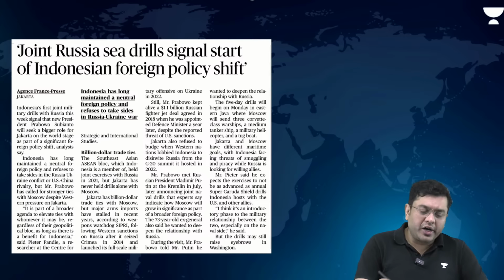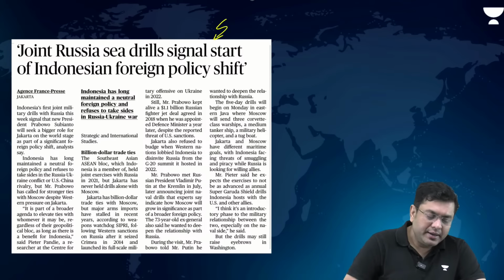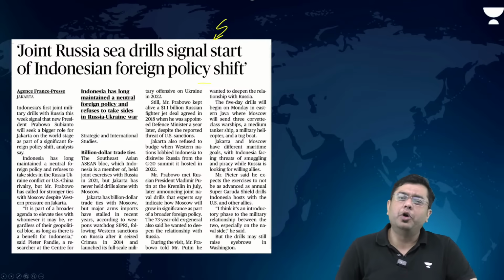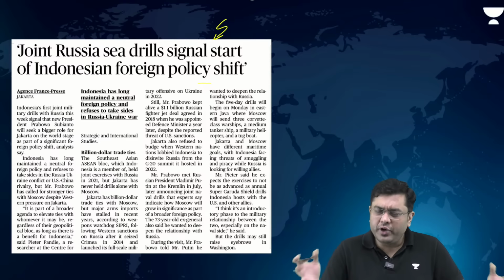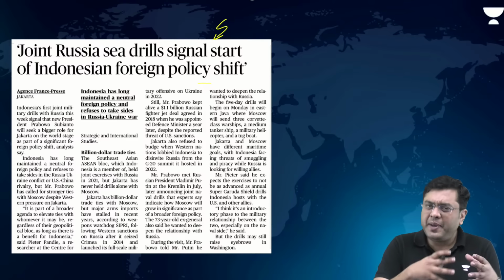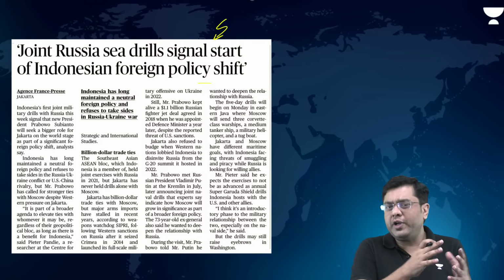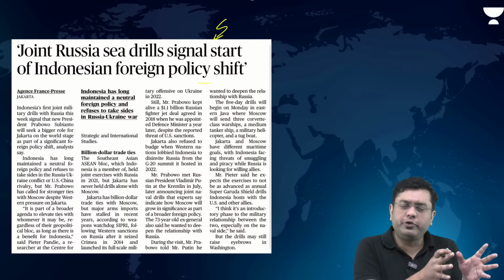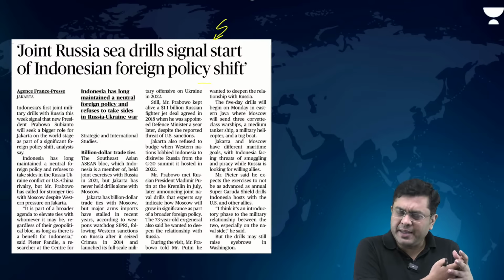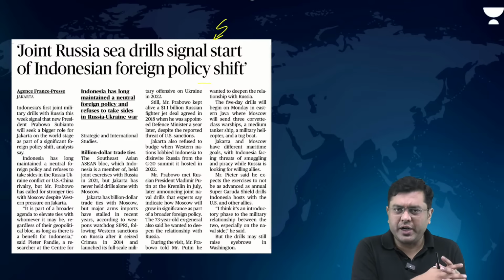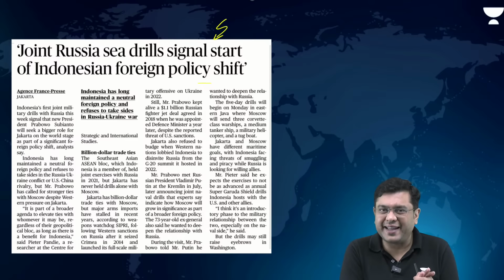Then, joint Russia-Sea drills signal start of Indonesian foreign policy shift. So when we talk about the foreign policy of Indonesia, the new president has made it absolutely clear it wants to increase its global say and also wants to increase the kind of political deepening of ties with Russia, despite the fact that there are Western sanctions.